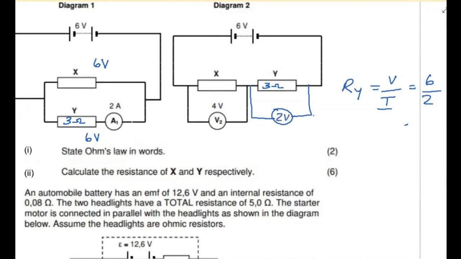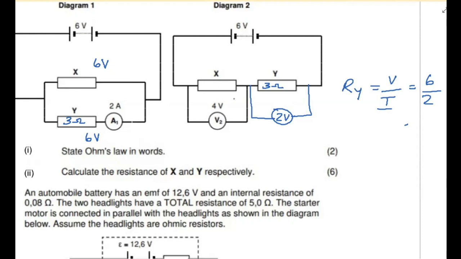As I said, 2 volts. Okay, why is it 2 volts? Remember, they're in series, so they must share. So the 6 volts must go. If there's 4 already for X, it means that there must be 2 volts left for Y. So now there are 2 ways of doing this. The next question is to find the resistance of X.